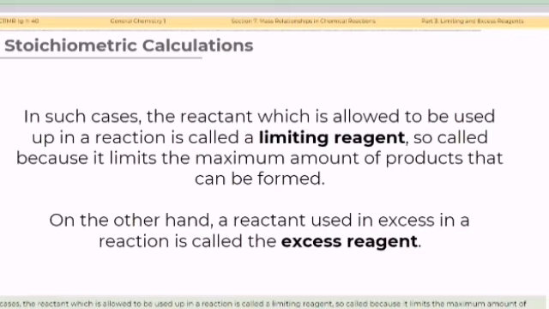In such cases, the reactant which is allowed to be used up in the reaction is called a limiting reagent, so called because it limits the maximum amount of the product that can be formed. And on the other hand, a reactant used in excess in a given reaction is called the excess reagent.